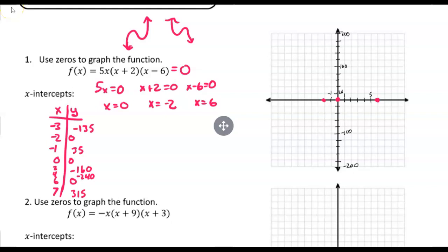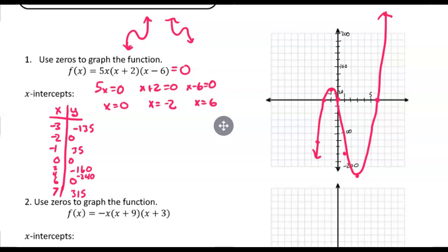Okay, so let's do this. At -3, it's at -135. We're just going to get close. So I'm about in here. At -1, it's at +35. Like I said, we're just getting close. At 2, it was at -160. At 3, we didn't have one. At 4, it was at -240. And then at 7, it was at +315. That's just like way up there. So if you just draw that in, we're not perfect, but we're close. Good enough at least. And that's what the graph looks like.